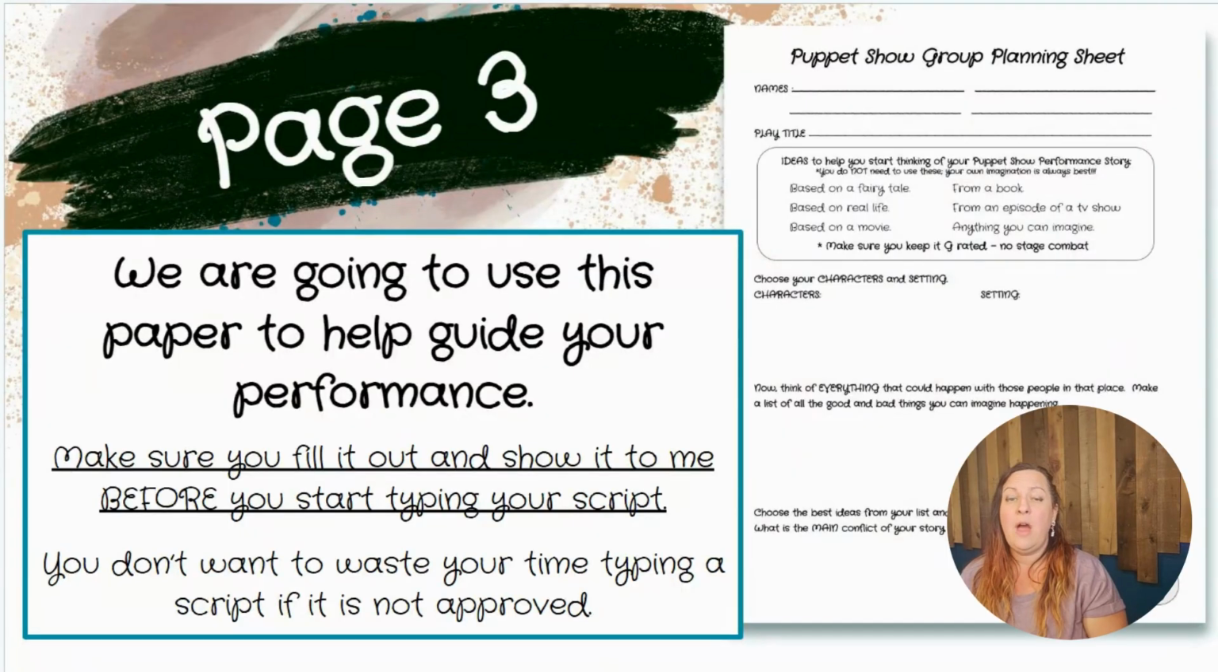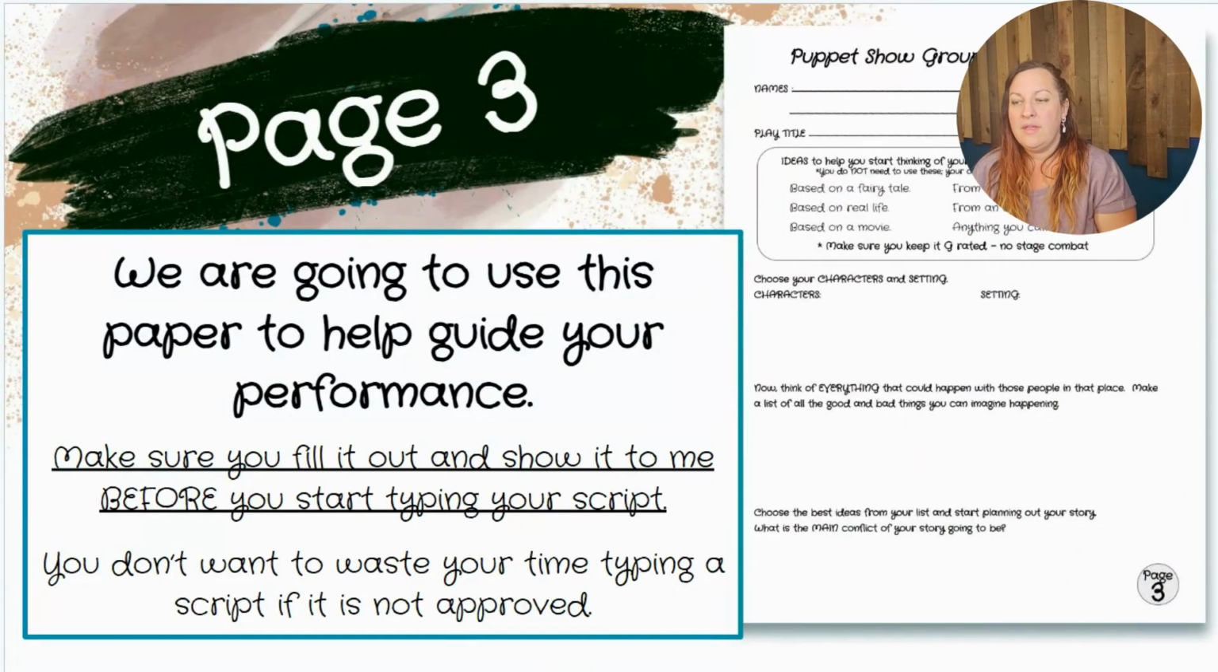And then if I'm working with older kids, this is when they get their planning pages. They can have up to 4 people in their group. We're going to use this paper to help guide the performance. Make sure you fill it out and show it to me before you start typing your script, because they will do something that is not appropriate, or have a joke that is not appropriate, or sometimes they're really often not making any sense. And so they have to show me their outline before they write the script.